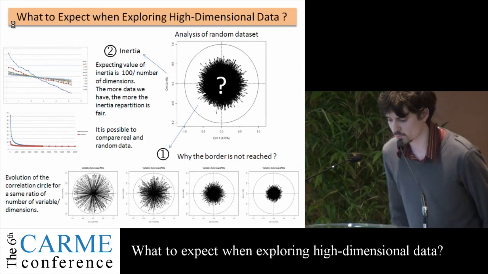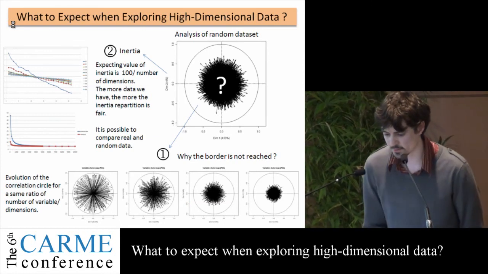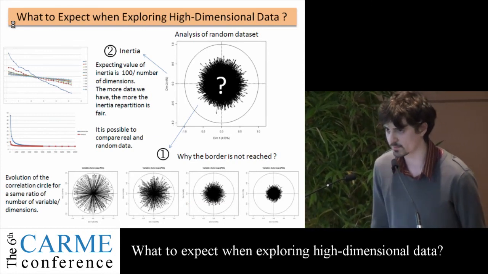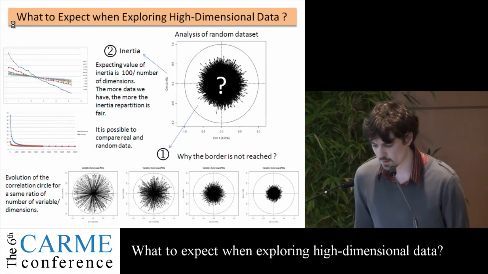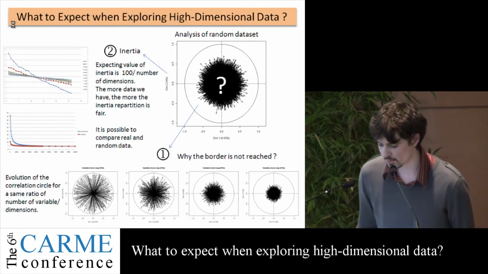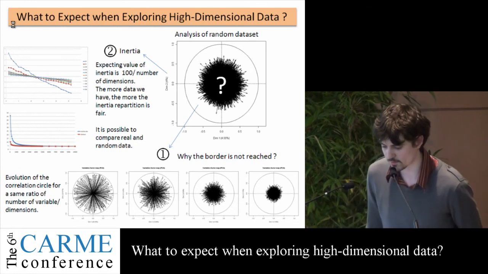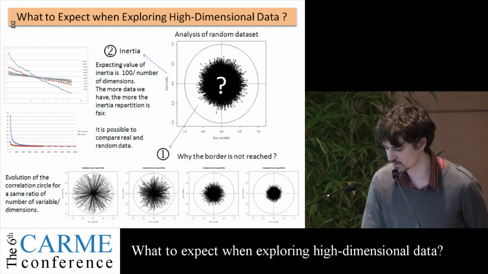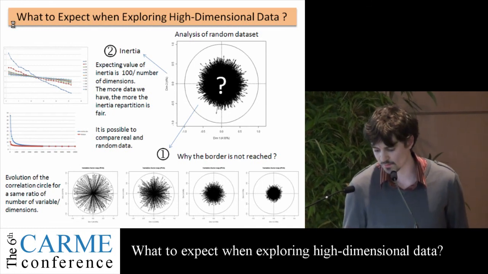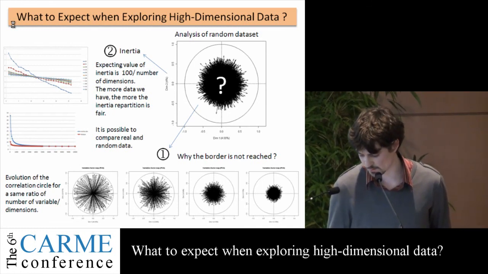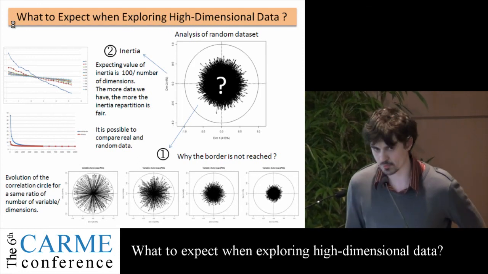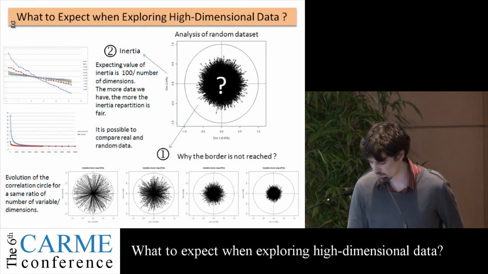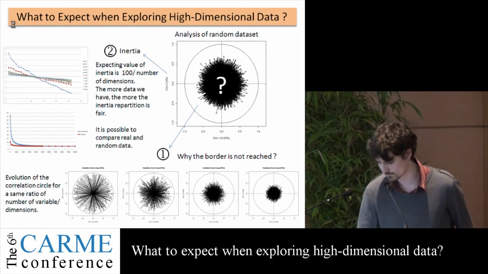Before studying a real data set, we study a specific case, the random case, where all the variables are generated randomly. We can observe two things. First, the border of the correlation circle is never reached. And second, we can observe the inertia of each axis. After the study of this random case, we compare it with the real data set.